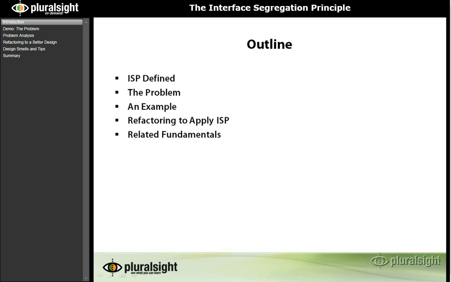In this module, we'll begin by defining the interface segregation principle and see why it's a problem when it isn't followed. We'll look at some examples of classes that have too many dependencies because the interface segregation principle was not followed, and these classes were forced to depend on fat interfaces. Once we've analyzed the example and found what the problems are, we'll refactor it in order to apply the interface segregation principle and result in a better, more maintainable design. Finally, we'll look at some tips for when and how to apply the ISP principle, and finally some related fundamentals and wrap up.